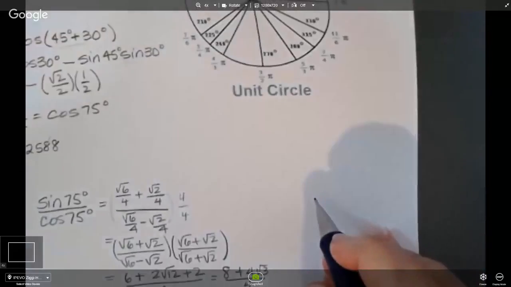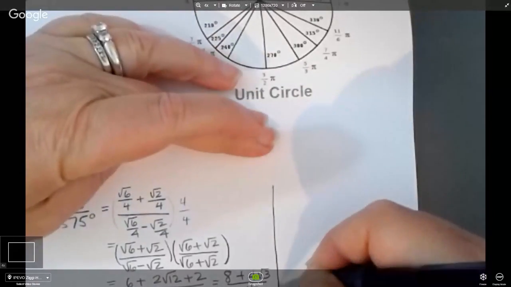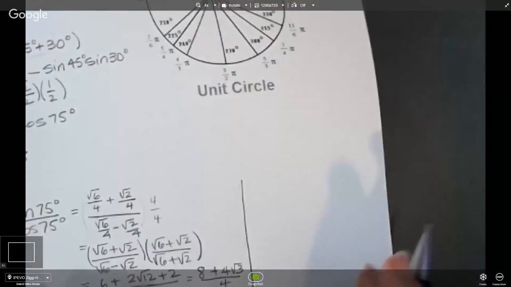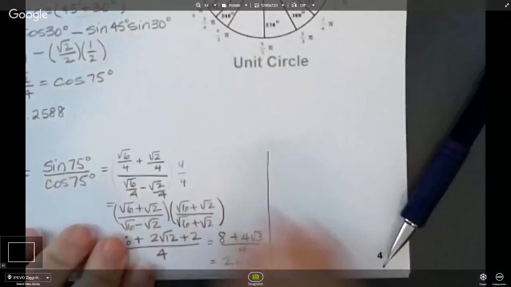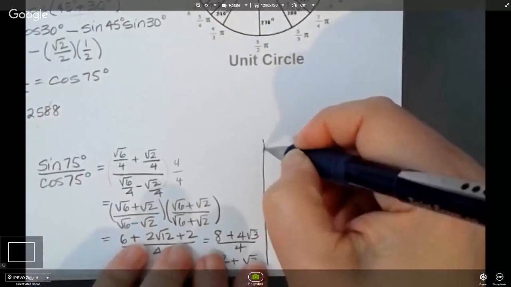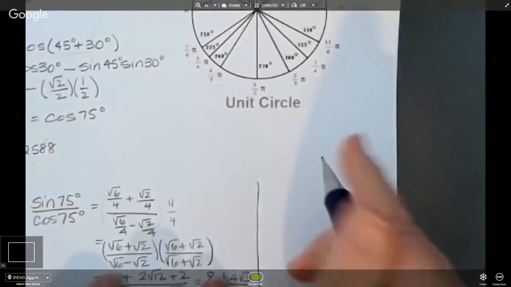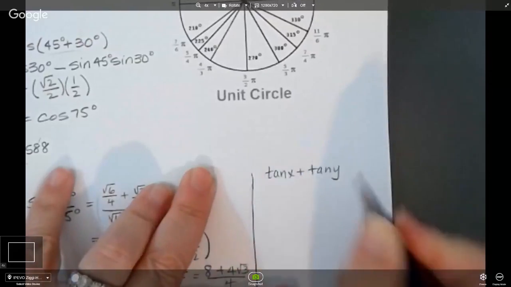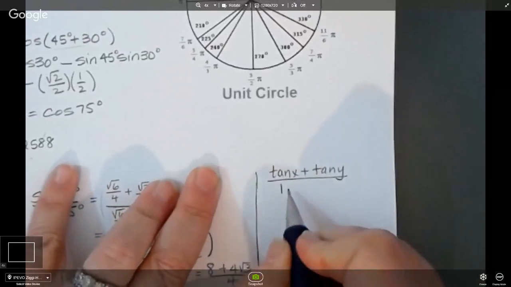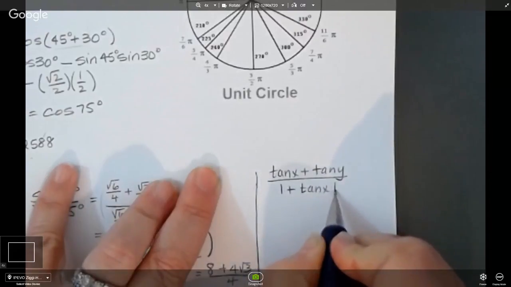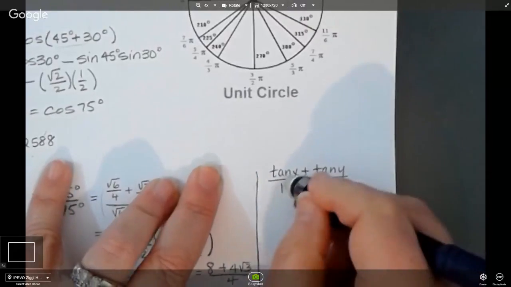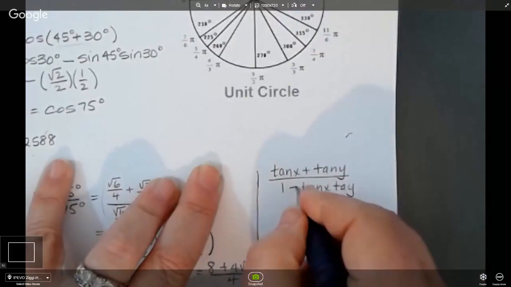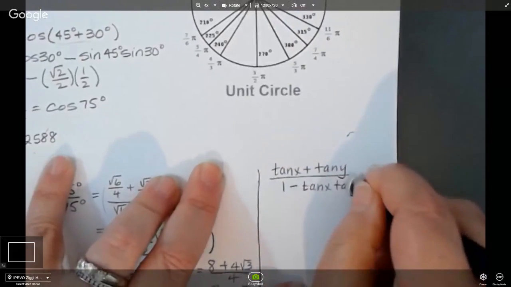Now, I mentioned to you that there was another way we can do this, and that is the tangent of a sum. Let me fix my camera here so I can have more space. I can do the tangent of a sum formula, which is the tangent of x plus the tangent of y over 1 plus the tangent of x times the tangent of y. Oh, this is minus on the bottom here, I'm sorry. Minus in the denominator, tangent of y.